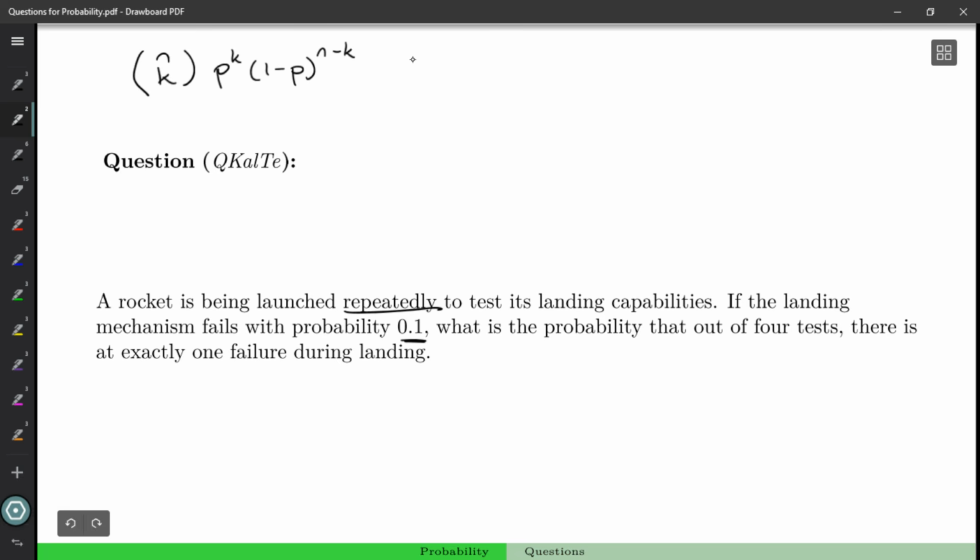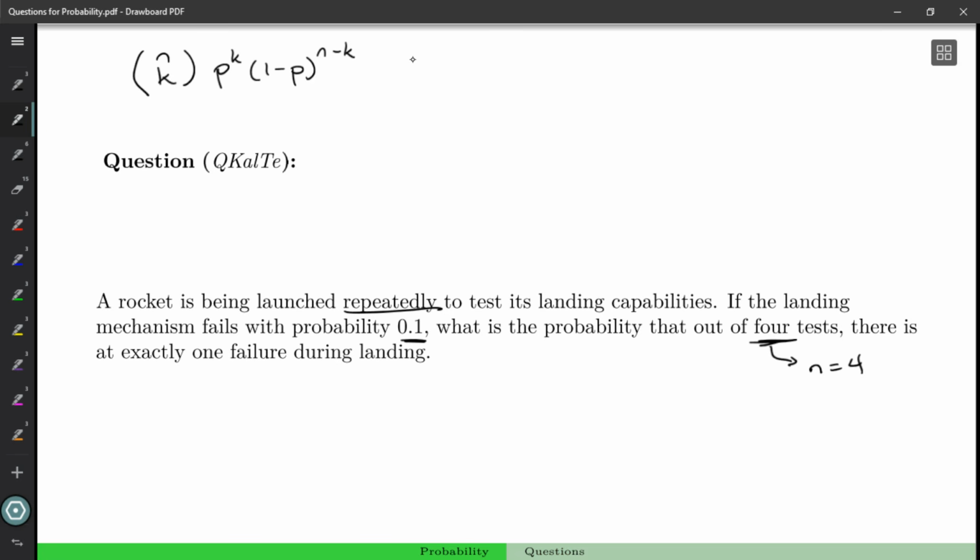Now, knowing a formula is great, but what is n, what is k, what is p, where do I find them in a question? How can I actually understand what to do here? So n is the number of times you're repeating this experiment. In this case, we've got 4 tests, so n is going to be equal to 4.